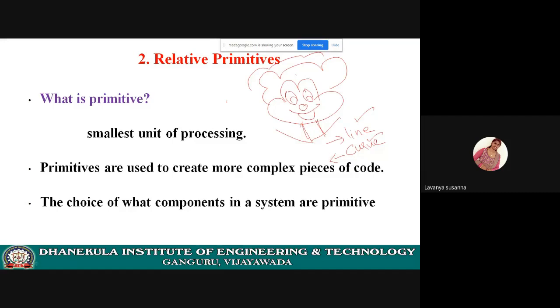In the same way, in a complex system also, there will be primitives. Primitives means smallest systems. When you join all the small systems, you will get the complex systems. So while designing a complex system, you must identify what the primitives of the system are. Then only you can develop a system. Another example.